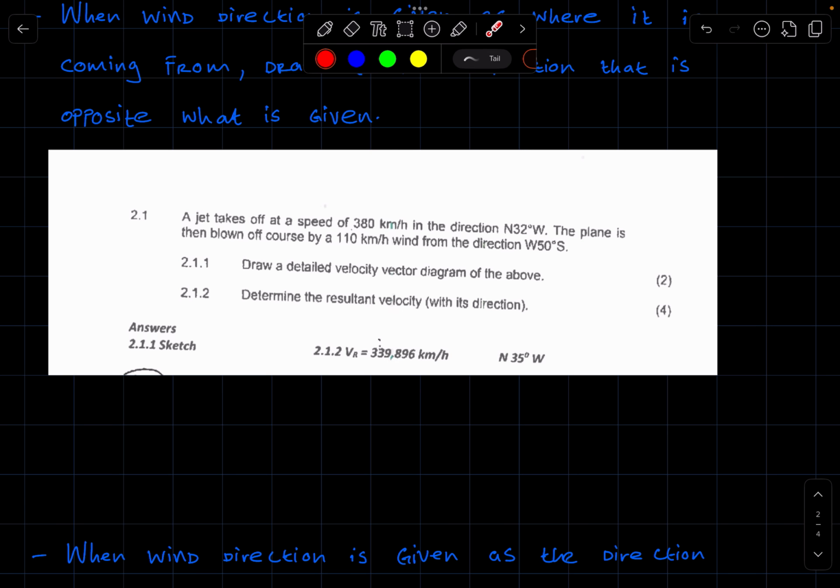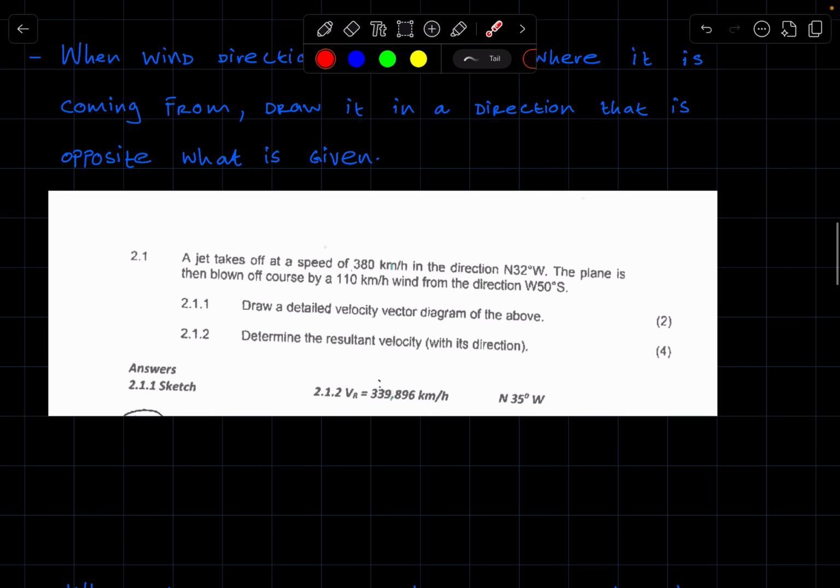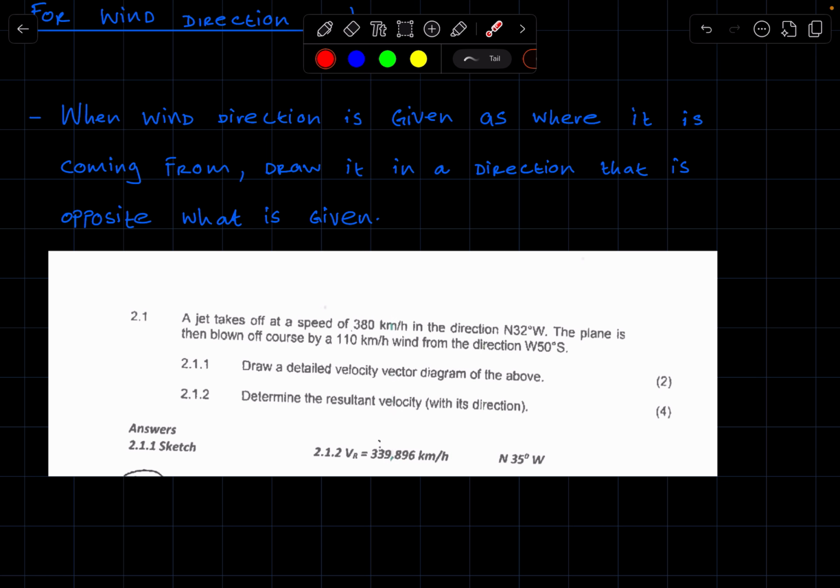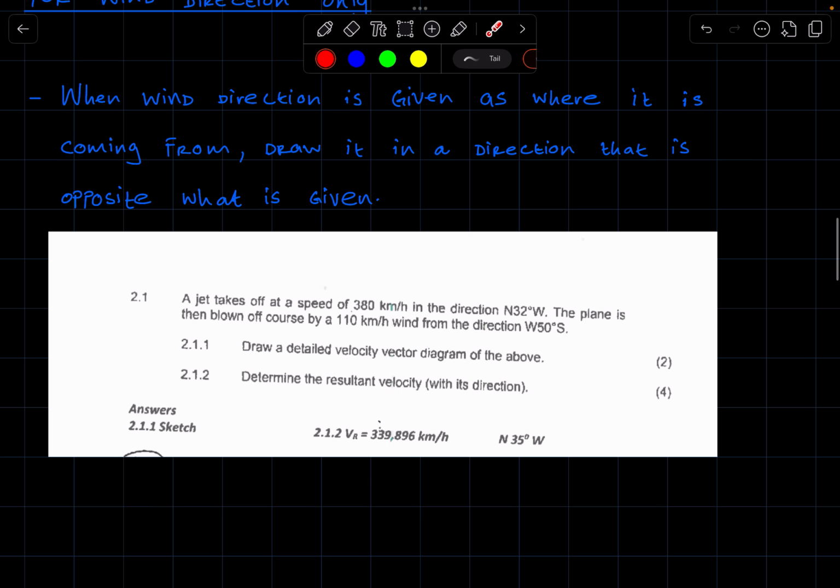We are going to work out what I mean by this. Let us look at this problem statement. From this problem statement, we are only going to deal with the wind vector, and we are going to see how we interpret the wind vector if it is given from the perspective of where the wind is coming from, like I've explained in this scenario.